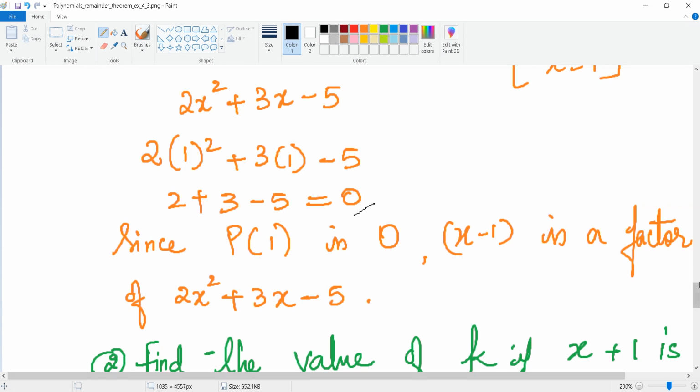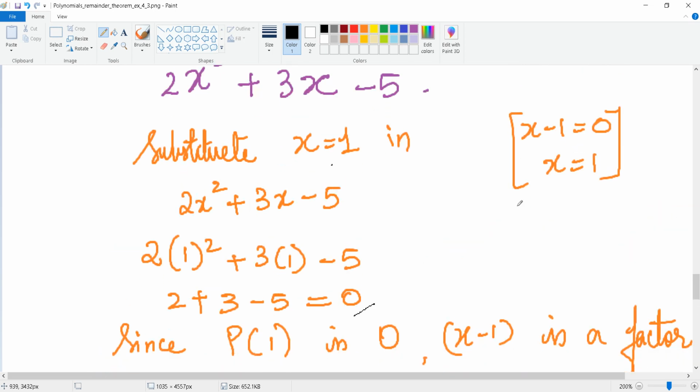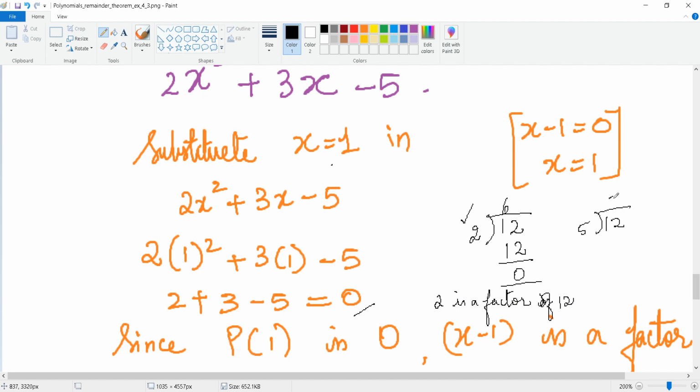Now what do you mean by factor? See, for example, if I have a 12 over here and I divide this by 2, so I will write 2 6s are 12 and I get a 0 as the remainder, right? So this means that 2 is a factor of 12. By the remainder only we decide if it is a factor or not. Now if I divide this 12 by 5, for example, 5 2s are 10 and I get a remainder of 2 over here. So 5 is not a factor of 12.